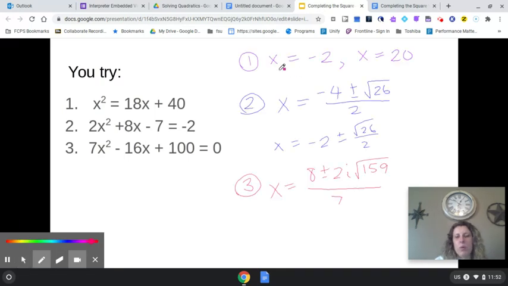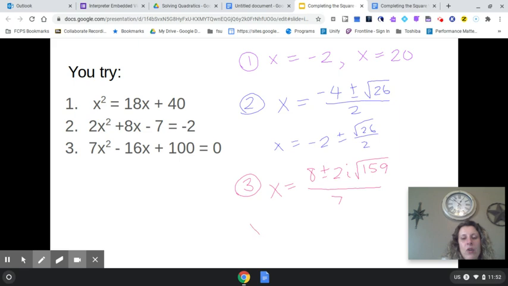Okay, so for number 1, we get the 2 solutions, x equals -2 and x equals 20. Number 2, I wrote 2 different ways. The first way we could write it, x equals -4 plus or minus root 26 over 2. Or we could write that as x equals -2 plus or minus the square root of 26 over 2. Those mean the same thing. They're equivalent answers. Number 3, x equals 8 plus or minus 2i square root of 159 all over 7.